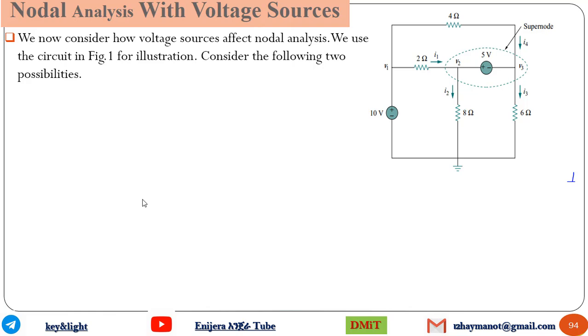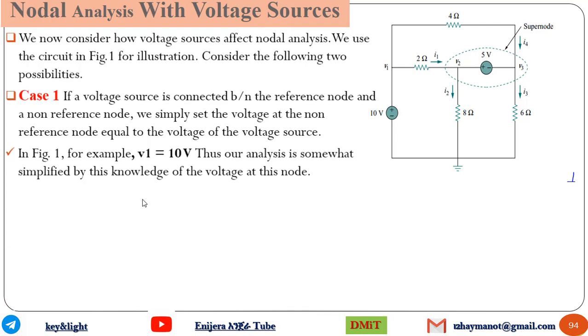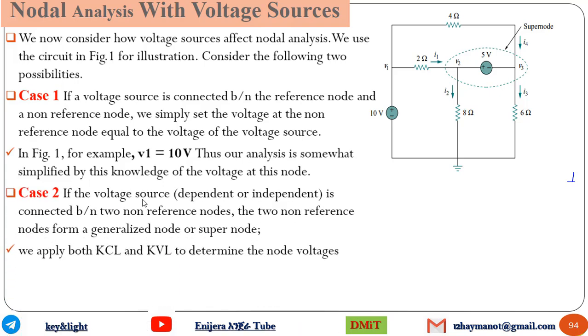We now consider how a voltage source affects nodal analysis. Consider two possibilities. The major case: a voltage source is connected between the reference node and a non-reference node. The second: a voltage source, dependent or independent, is connected between two non-reference nodes. The two non-reference nodes form a generalized node or supernode.